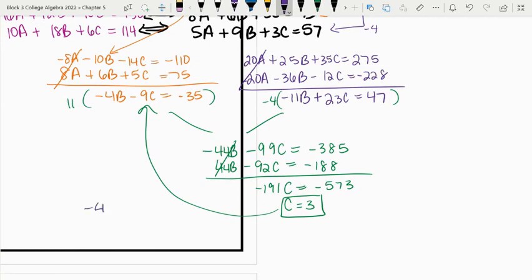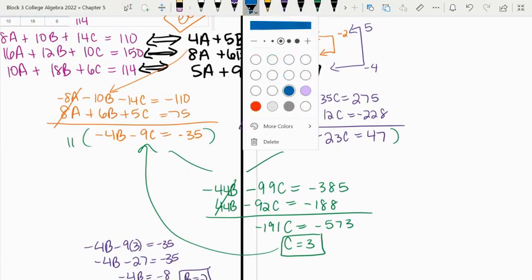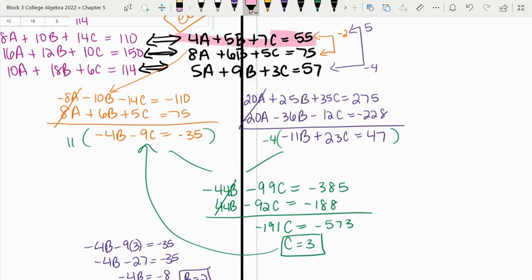So that's going to be negative 4B minus 9 times 3 equals negative 35. So negative 4B minus 27 equals negative 35. Negative 4B equals negative 8, so B equals 2. And then back those two up into one of the first ones. I'll just choose the top equation here. So I'm going to substitute them into here, these two numbers.